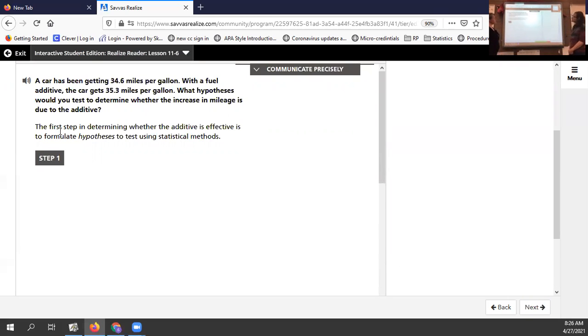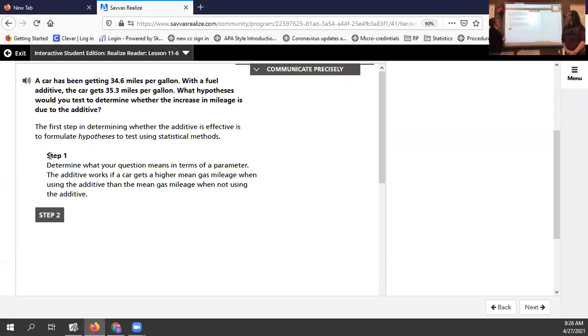So the first step in determining whether the additive is effective is to formulate a hypothesis to test. Determine what your question means in terms of a parameter. The additive works if a car gets higher mean gas mileage when using the additive than the mean gas mileage when not using the additive. So that would be one theory. Well, but we still have kind of a branch there. It either is doing better or it's not.